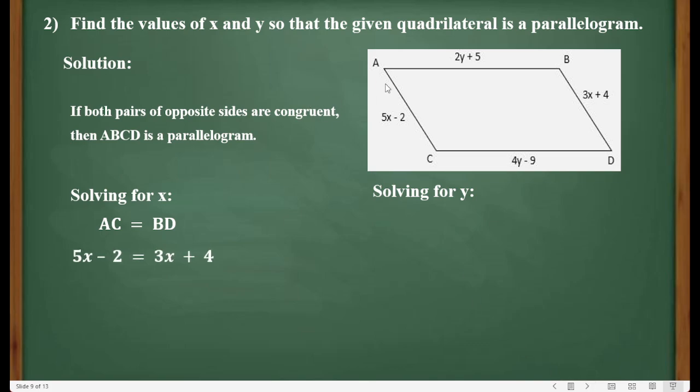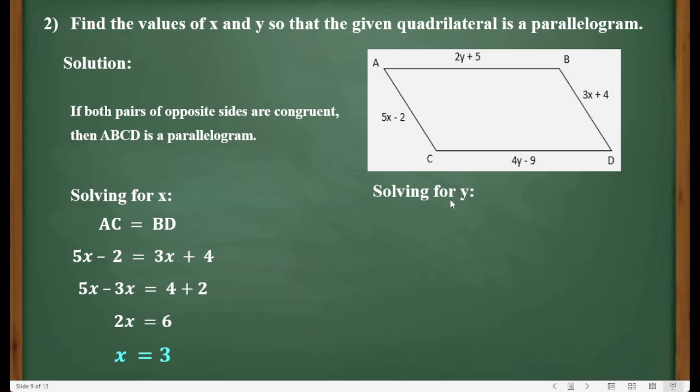Substitute. So AC is what? 5x minus 2, which is equal to BD, whose equivalent value is 3x plus 4. And at this point, we have just formed what? Linear equation in one variable. So solving for x, transpose 3x to the left and negative 2 to the right. So at this point, the equation is 5x minus 3x equals 4 plus 2. So we combine similar terms. So we have 2x equals 6. So we divide both sides by 2. Your x is equal to 3. So ito yung sagot. Okay?